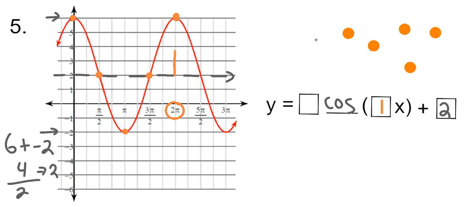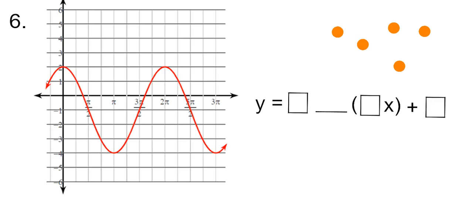Well, we are 1, 2, 3 from the midline. And is cosine's pattern right? Are we up, middle, down, middle, up? We are. So we don't need to put a negative there. All right, let's keep going.